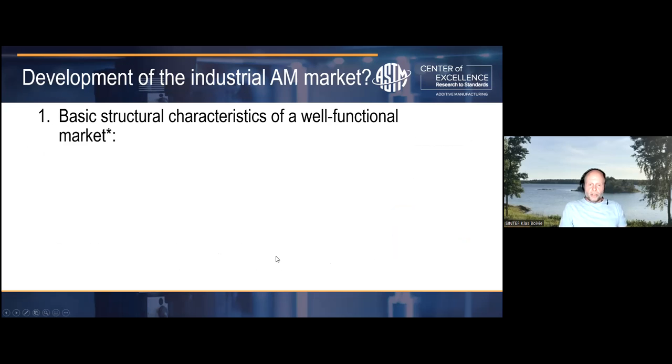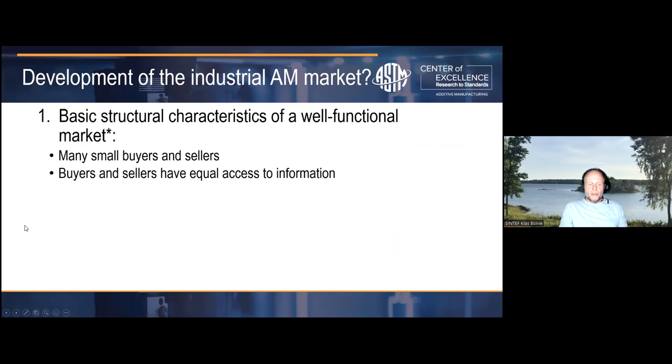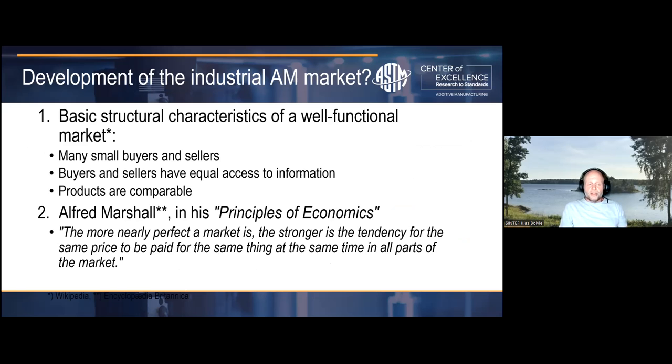Then thinking about the market, the AM market is not necessarily very mature. Industries do not necessarily know how to do it. The characteristics of a well-functioning market is that there are many small buyers and sellers. Buyers and sellers have equal access to information. Products are comparable. And the quote from Alfred Marshall in his well-known Principles of Economics: the more nearly perfect the market is, the stronger is the tendency for the same price to be paid for the same thing at the same time in all parts of the market.